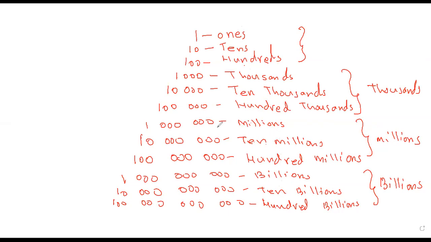How many zeros are there in 1,000,000? Tell the answer. Yeah, there are 6 zeros in 1,000,000. You tell me, how many zeros are there in 1,000,000,000? Yeah, there are 9 zeros in 1,000,000,000. Okay. You tell me, how many zeros are there in 10,000? 5. Good.